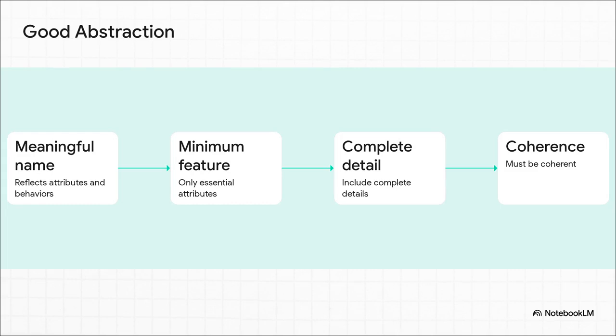Okay, listen up, because you are definitely going to see this list on your test. A good abstraction has 4 very specific properties. 1, meaningful naming. 2, minimum features. 3, complete details. And 4, coherence. Seriously, take a mental screenshot of this right now. If the exam asks you to define a good abstraction, you need to list those exact 4 properties.